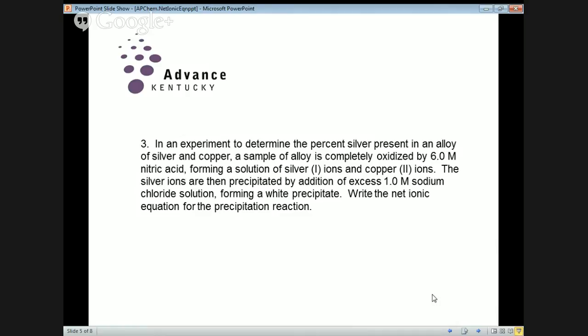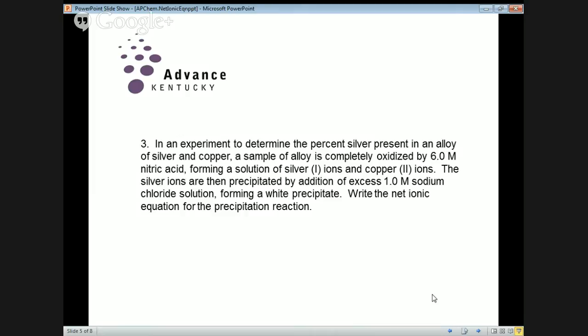You would then precipitate the silver ions by addition of excess 1 molar sodium chloride. An important chemical fact to know here is that silver chloride is insoluble and will precipitate, but copper chloride is soluble and will remain in solution. You can then filter off the white precipitate, wash it, dry it, and determine how much silver chloride you have, and knowing that, figure out how many moles of silver were in your initial sample.